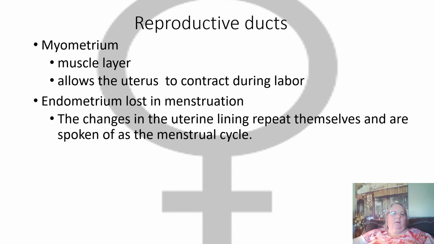Within the outer layer of the uterus is the myometrium, which is a muscular layer. It allows the uterus to contract during labor. Then there's the endometrium. The endometrium is lost in menstruation, and the changes in the uterine lining repeat themselves and are spoken of as the menstrual cycle.